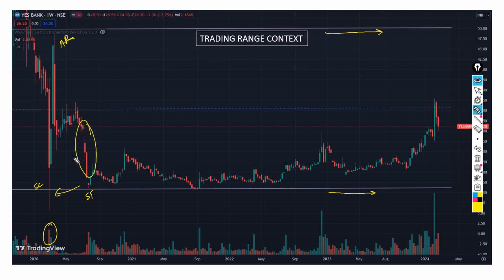Usually what happens is there are many sellers or weak hands who are going to buy at these levels. People are still thinking that there is going to be a continuation and they buy.